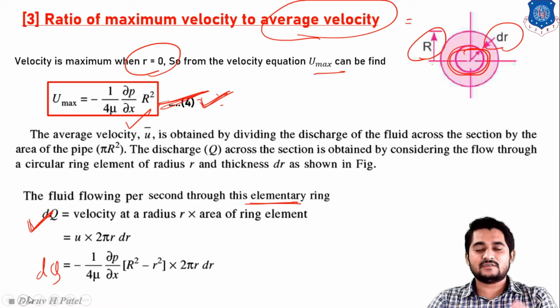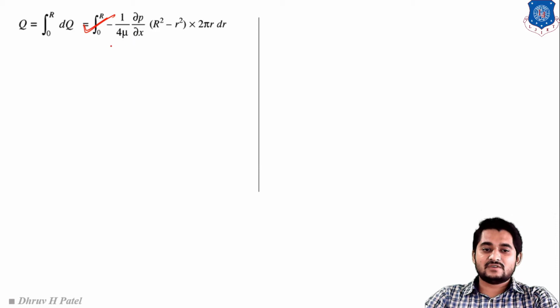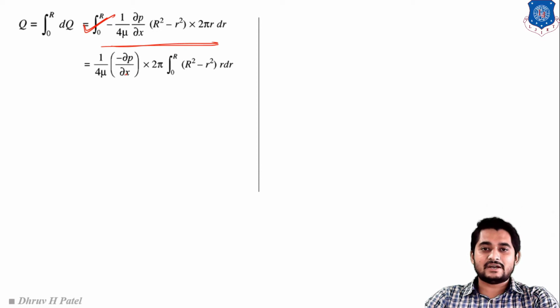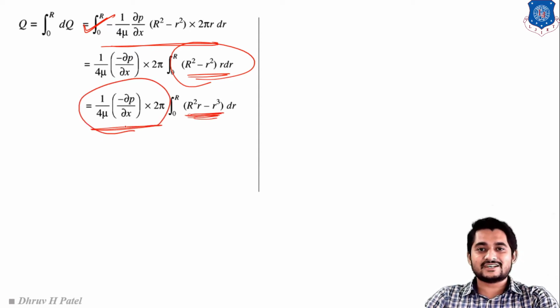We have to find the average velocity, so we have to find the total or overall discharge. For the overall discharge, let us take the integration from 0 to R of dq. We put the value of dq here. In the integration we have minus 1 by 4 mu del P by del X times 2 pi, which is constant, and inside the integration capital R square minus small r square into r dr. Let us take the multiplication inside the integration. Outside will remain constant, so do not concentrate on the outside constant, but you have to solve the inside equation of the integration.